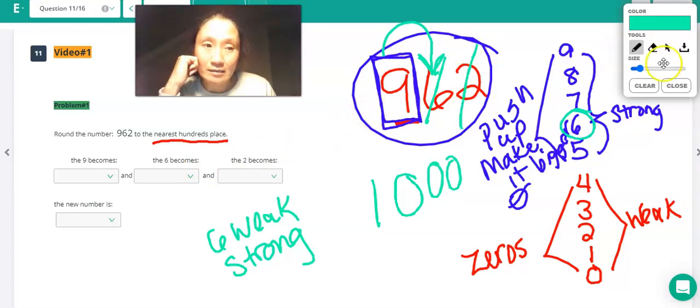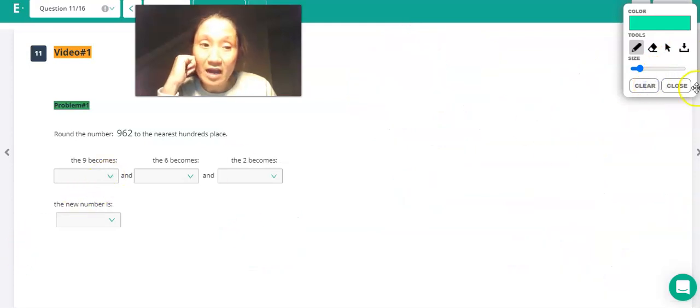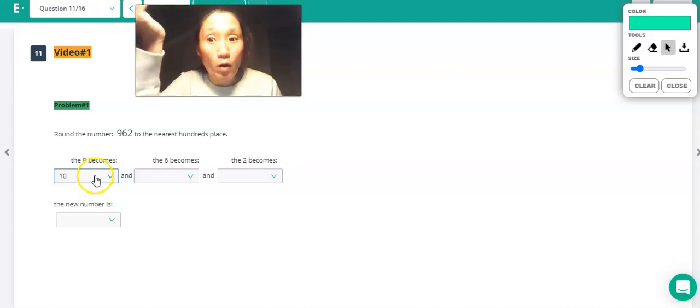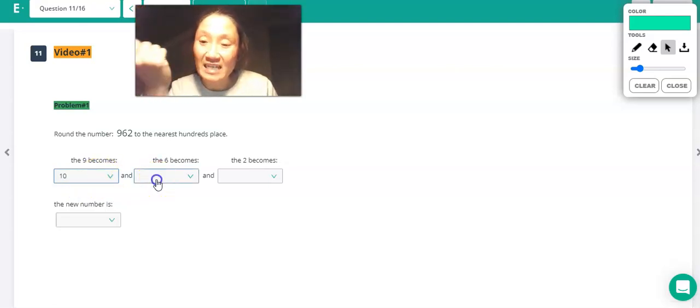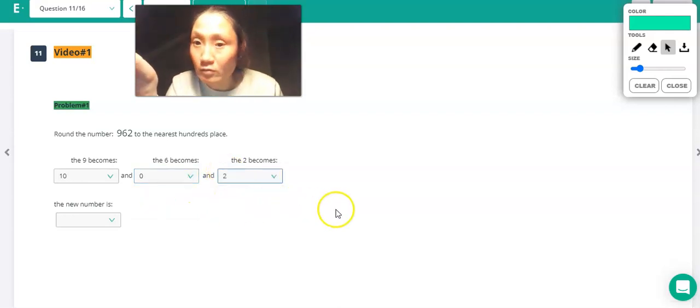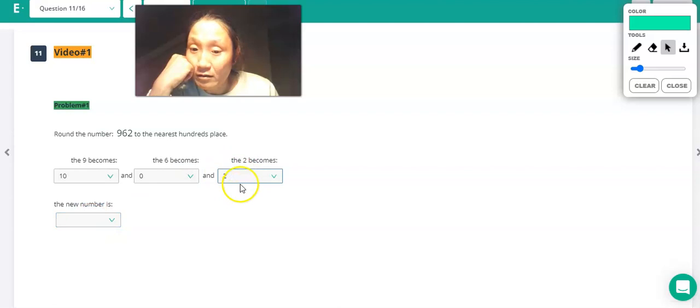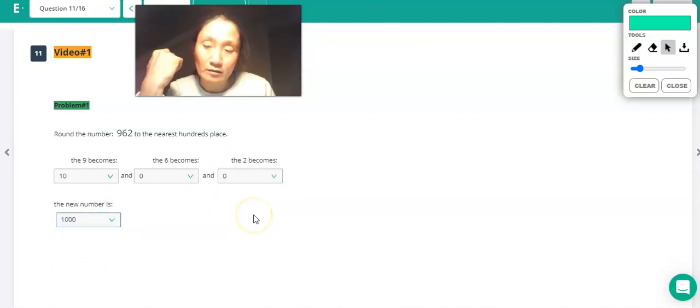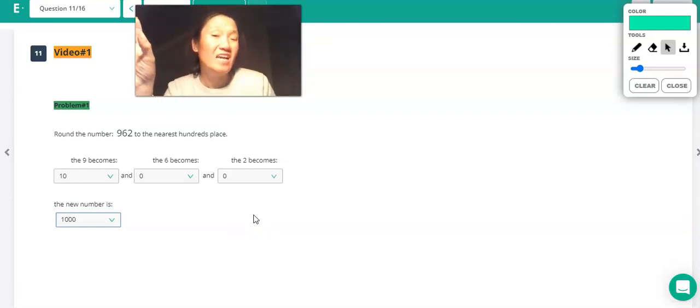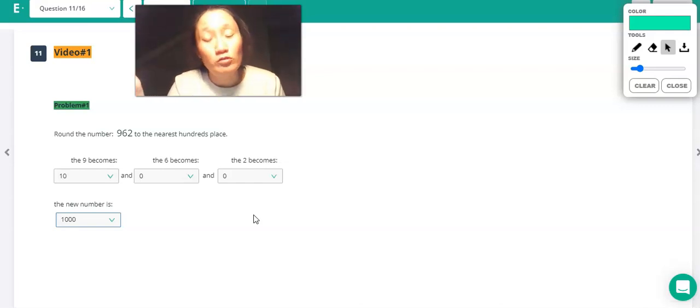So in this case, the 9 becomes a 10. You make it one bigger. Then the 6 leaves. The 2 leaves, because 2 never helped. They were just there watching. And then 6 leaves, because it doesn't do anything. And 2 has to become a 0. And our new number then becomes 1,000, because it's the closest to 962. 1,000 is closest.